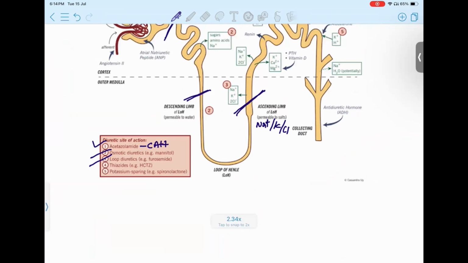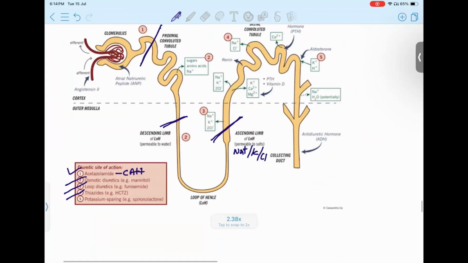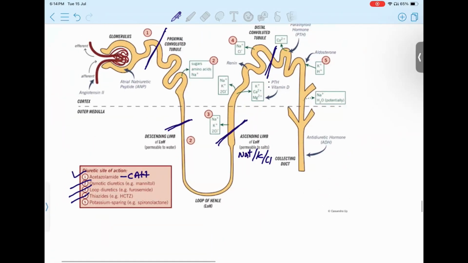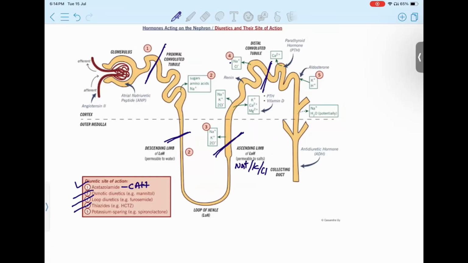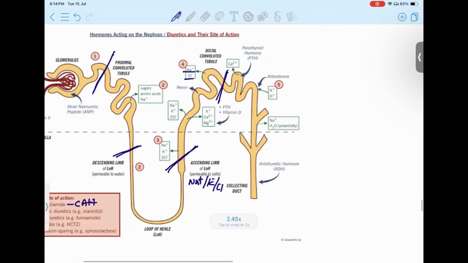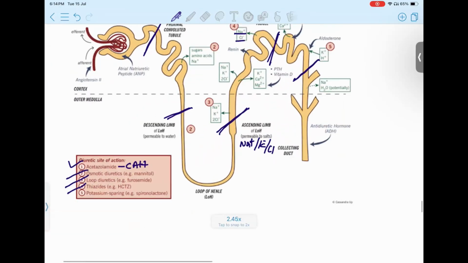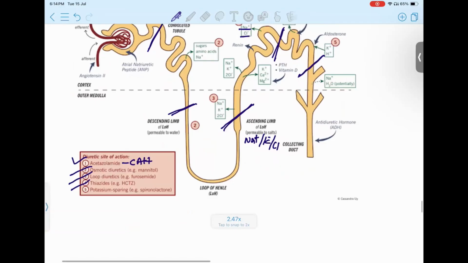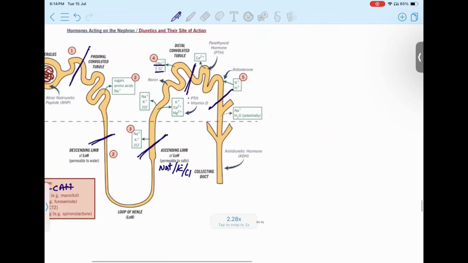And the next one is your thiazides at the distal region. At the distal region, it is going to block only the sodium and chloride. The potassium is blocked in the loop diuretics only. And the last one, the spironolactone drugs or your potassium sparing drugs, act in the collecting duct. So these are the diuretics and their action.